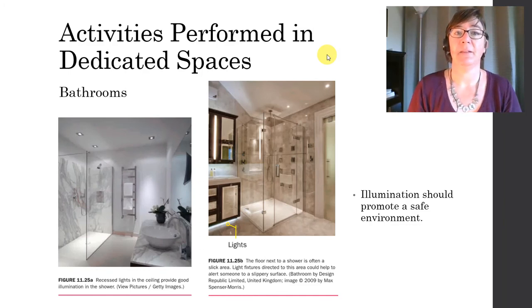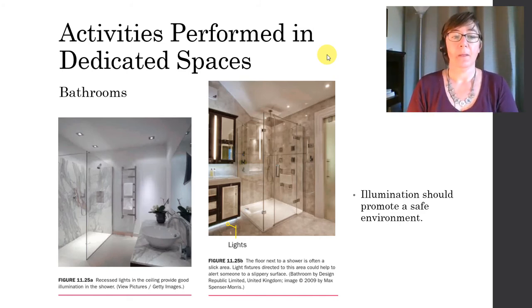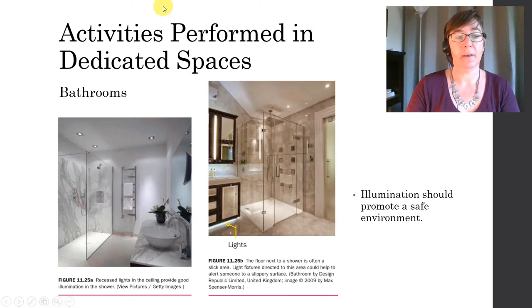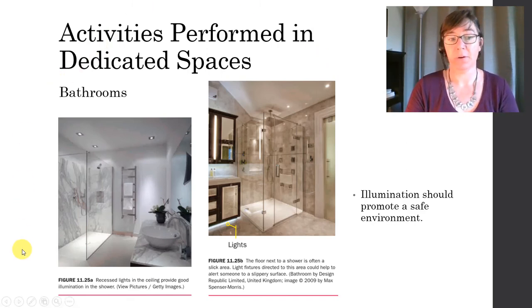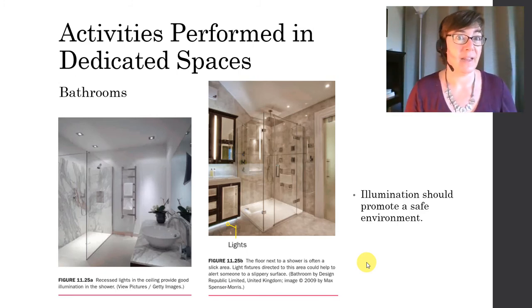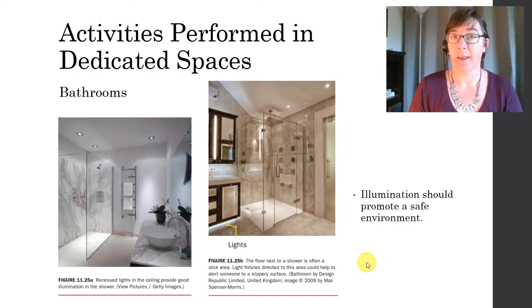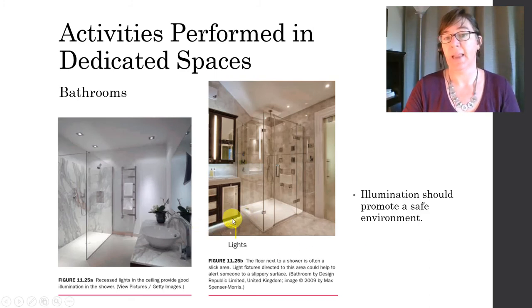The last dedicated space that we're going to consider today are bathrooms. It's very important to provide a safe environment in a bathroom. So here's a couple of examples. In the left-hand picture, we have some recessed lights in the ceiling, giving us some good illumination in a shower. On the right-hand side, it says the floor next to the shower is often slick. We know this problem, right? So let's make sure to illuminate this area and keep our users safe. And here's one way to do it with some toe kick lighting.